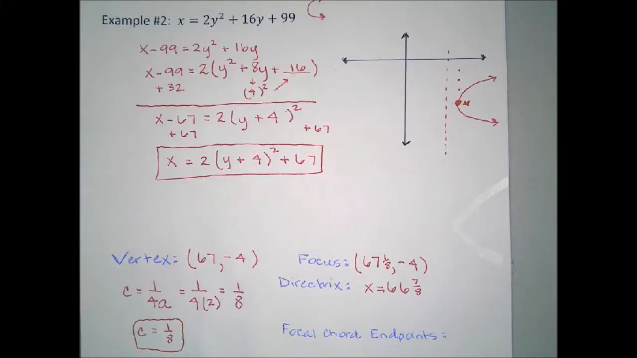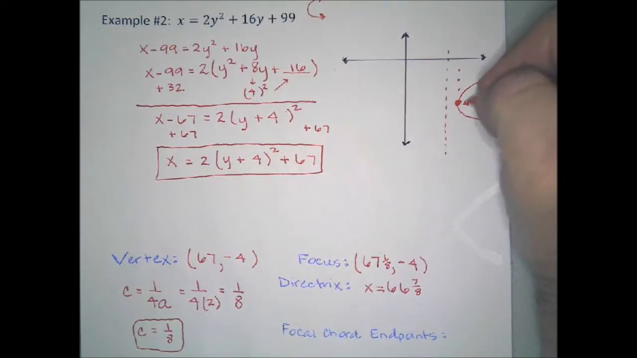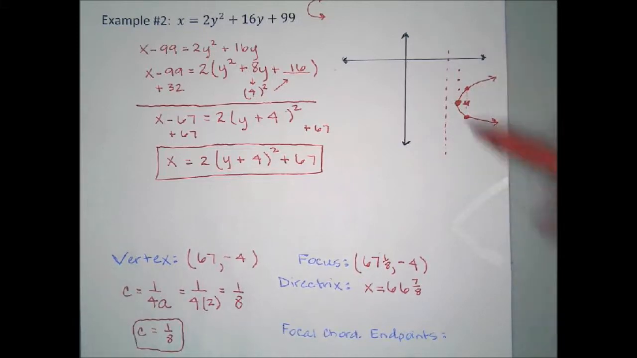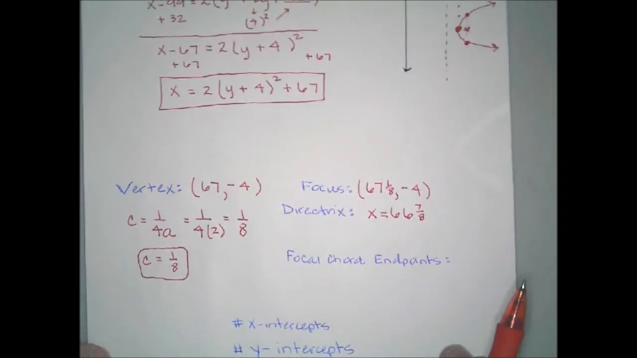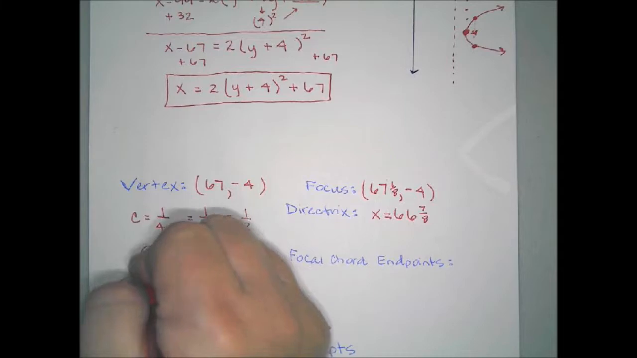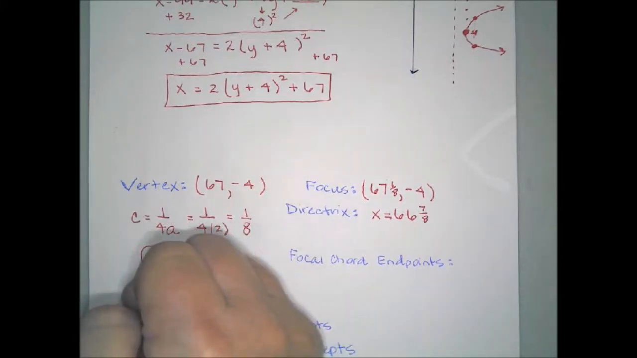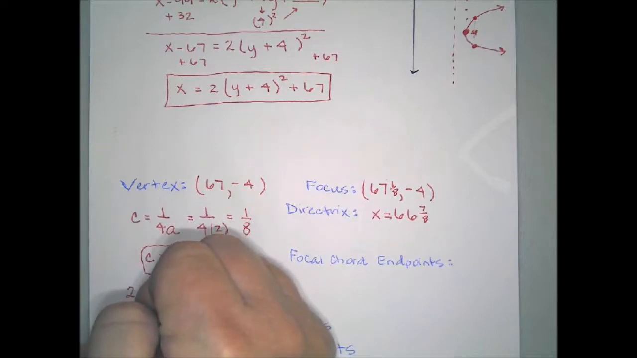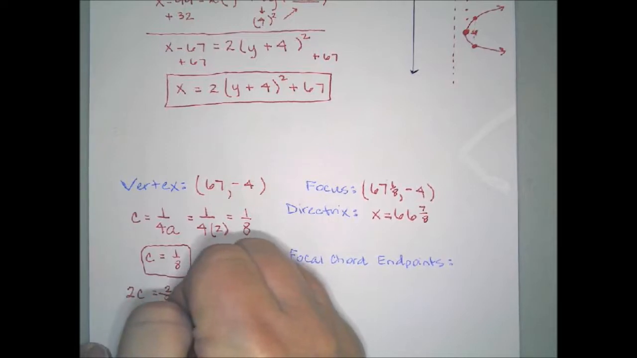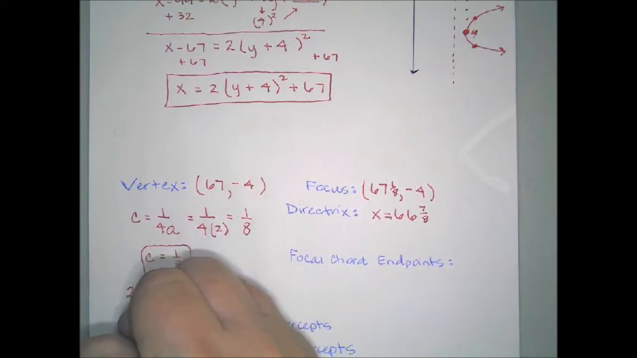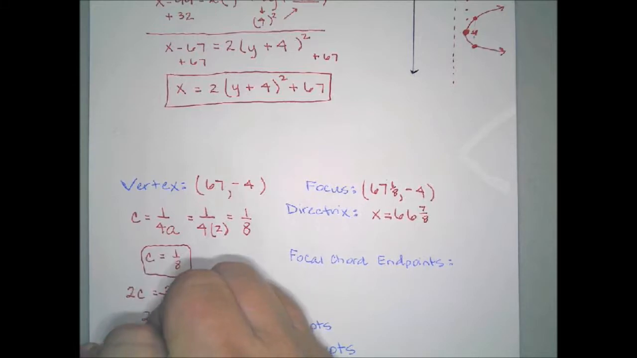Now, the next thing I need to worry about are, what are my focal chord endpoints? What would that point be right there? And what would that point be right there? What would those 2 points be? Well, they depend on the value of 2c. So if c equals 1/8, then 2c would equal 2/8, which we know as 1/4. So 2c equals 1/4.